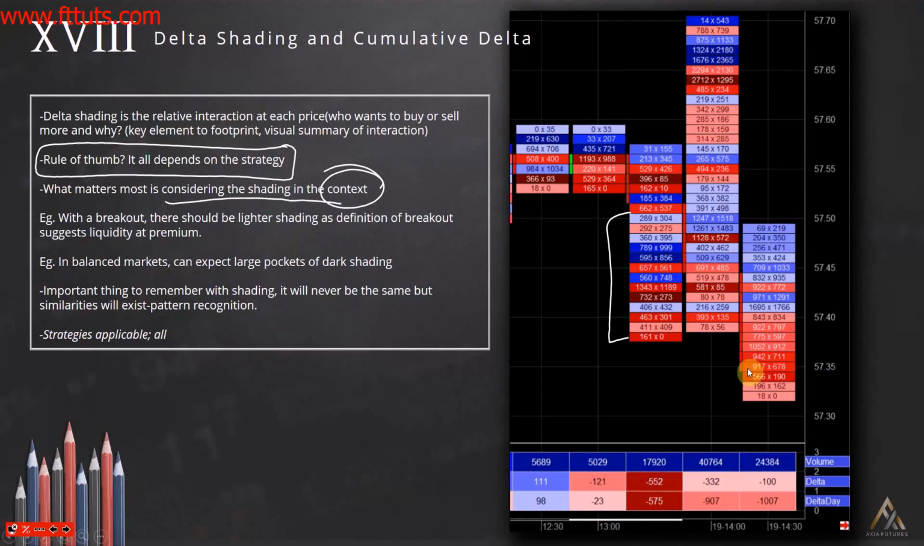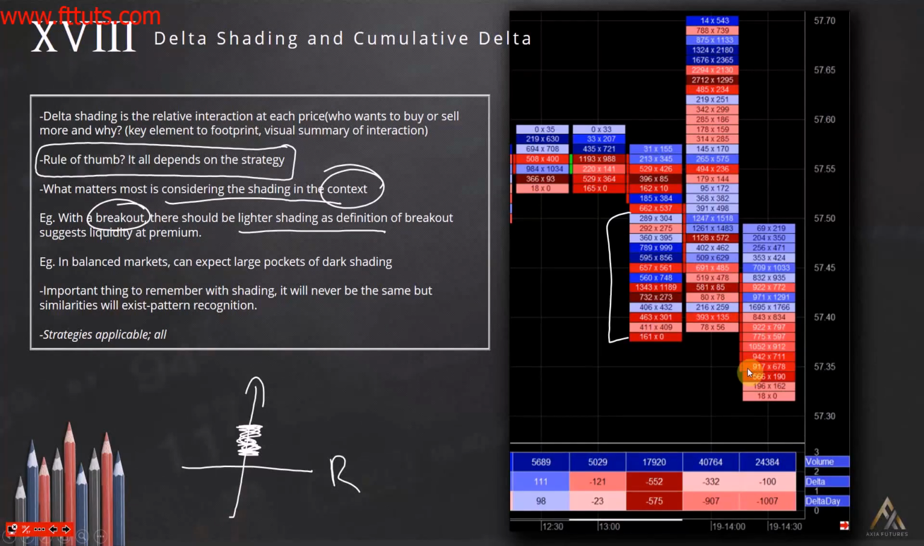Now, like I said, with an example of a breakout, there should be lighter shading, as the definition of a breakout suggests liquidity is at a premium. The principle of a breakout is we take out big resistance, everyone's a buyer, therefore there's no responsive seller. So this section here should be very, very light in terms of the footprint. Now if we know that's what the pattern should be, when that doesn't occur, that's an anomaly. That's something we can go and make a mental note of, because in that instance, that breakout might not be as effective as it should be. And that's what we're after.